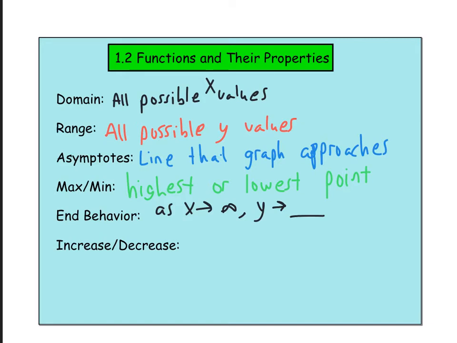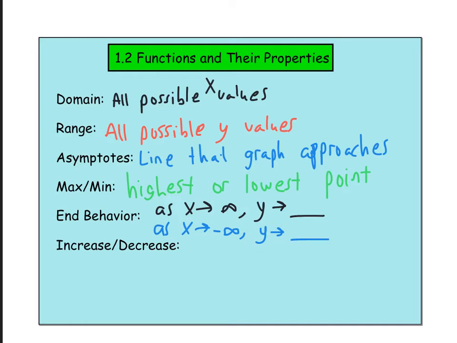That kind of thing. And then on the left side, think of a number line, x is going to negative infinity. The y values will be approaching something as well. So there are always two ends. As x goes to infinity, you say what y does. And then as x goes to negative infinity, you say what y does.